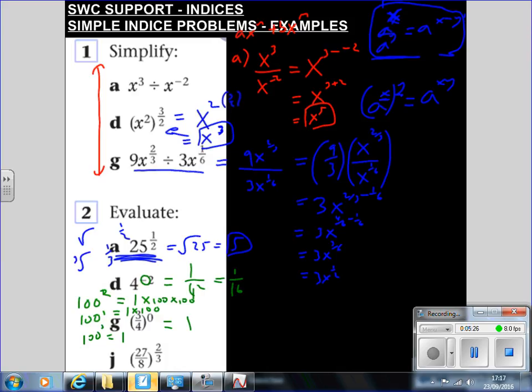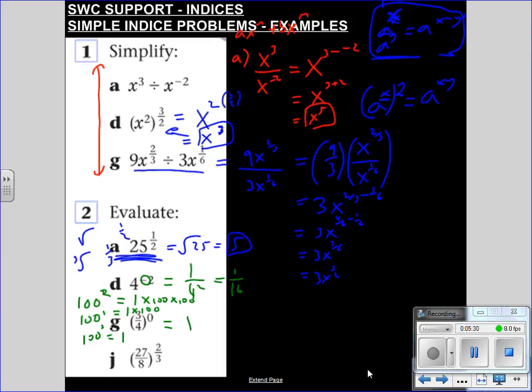Okay, finally 27 over 8 to the power of 2 over 3. So this is the same as, remember, everything in here is being raised to that power. So that's 27 to the 2 over 3 divided by 8 to the 2 over 3. You see, it raises everything to the power.